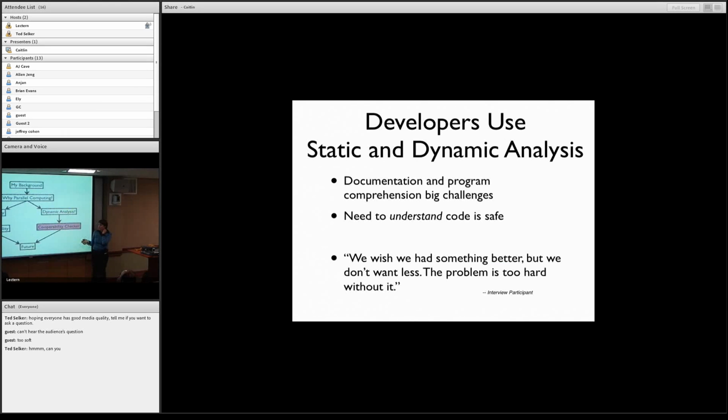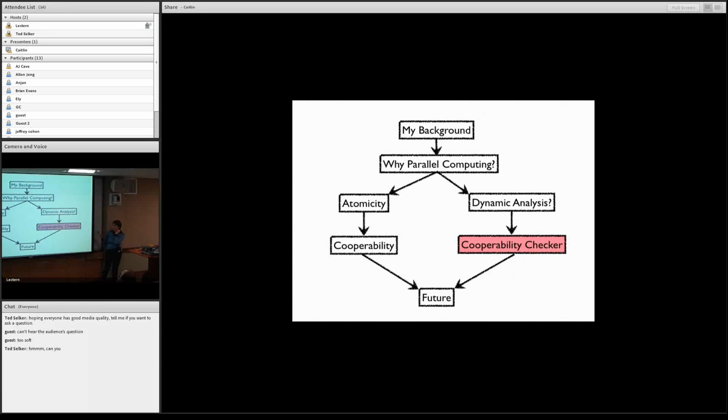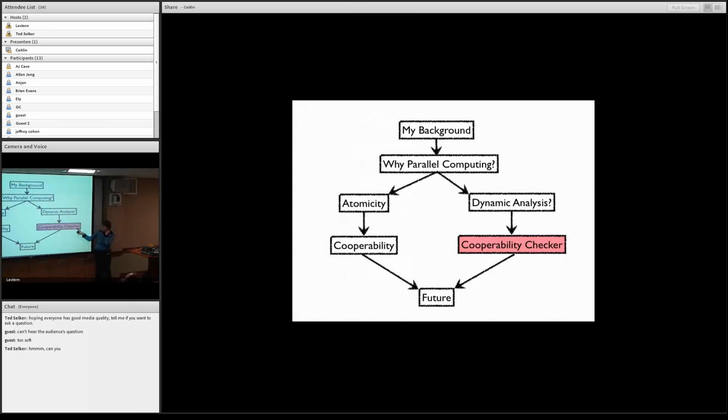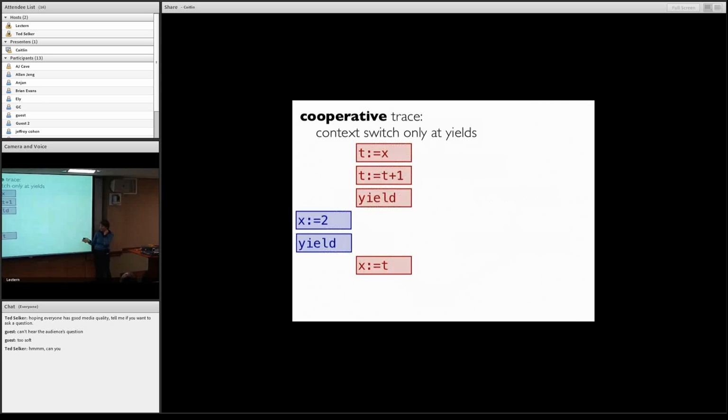Most people that I talk to actually use both. Dynamic is a bit more popular because of the lack of false positives, but if you have a really nice simple static analysis, like the one I showed you, people will use it. Okay, so let's talk a little bit about the cooperability checker, and then finish up.